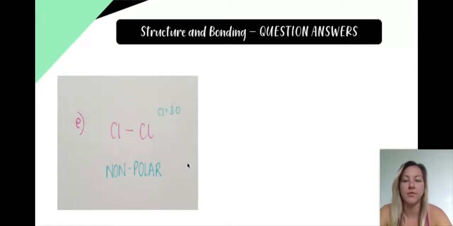E, we have 2 chlorines, so a Cl2 molecule. We have no difference in electronegativity here, we have the same element, therefore we have a non-polar bond and a non-polar molecule.